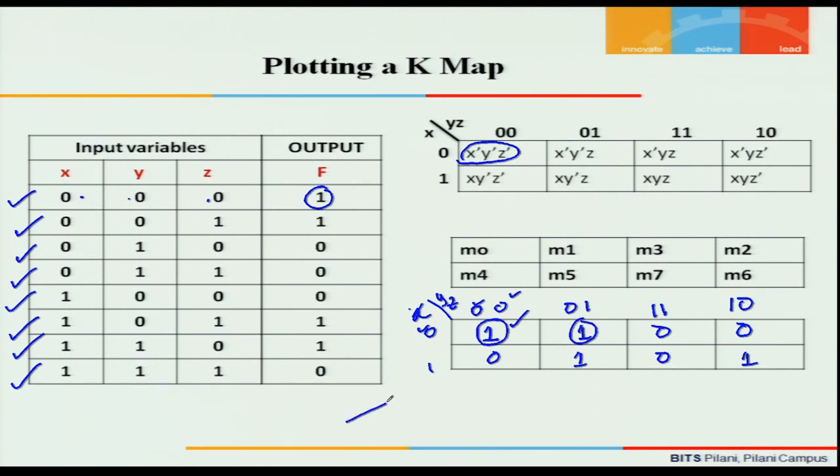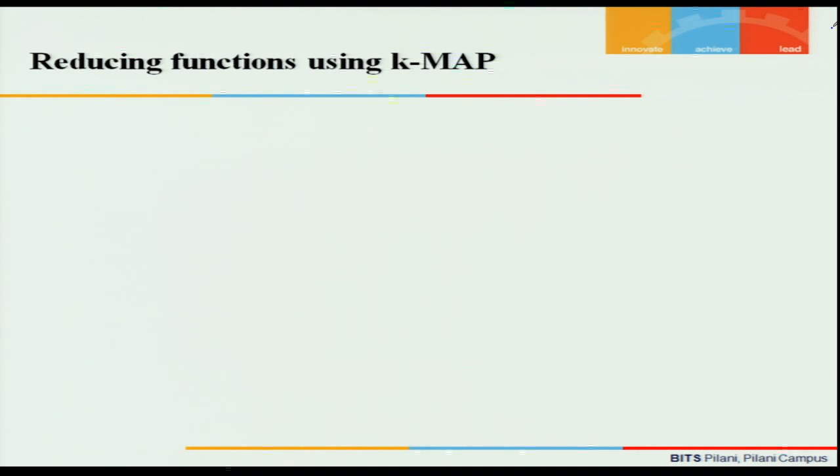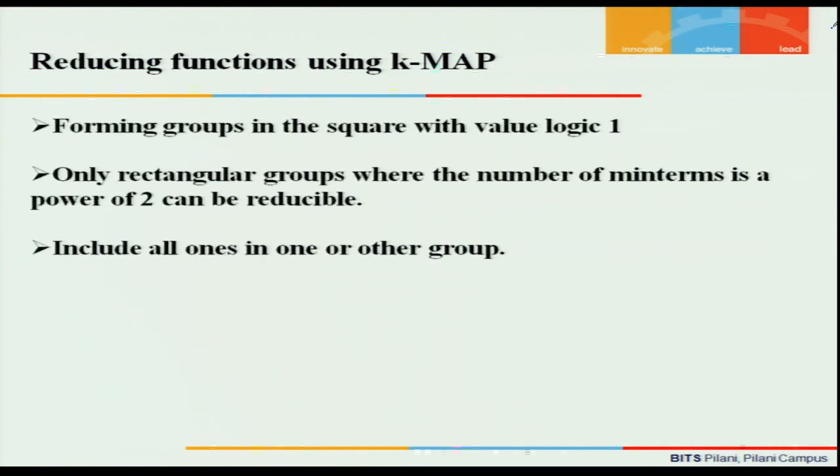So, what we have done here is, given a truth table, plotted the corresponding K map for the truth table. That is the first step in the minimization of the Boolean function. The second step is, having plotted the K map, using the K map, try to minimize the Boolean function. So, there are certain rules to be followed in minimization using K map. The rules here are, having plotted, form groups in the K map where the groups will consist of squares with value of logic 1.